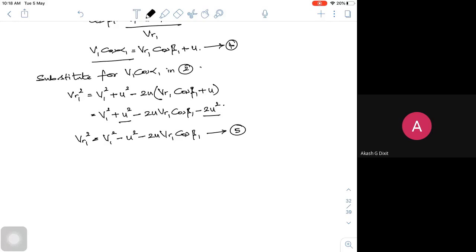So now when I try to write further expressions for efficiency and all, I will be using these expressions. I will substitute for VR1 and VR2 in this particular format. In R Yadav, he has directly used this expression without giving any explanation. So you have to get it using the velocity triangle.